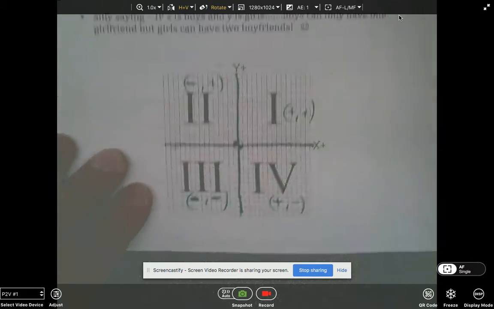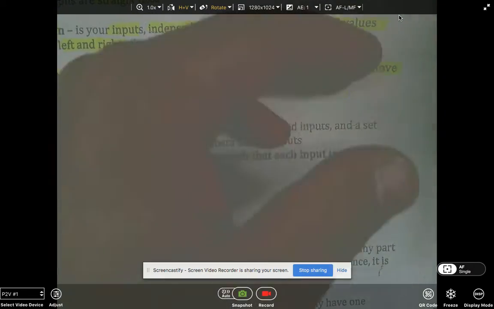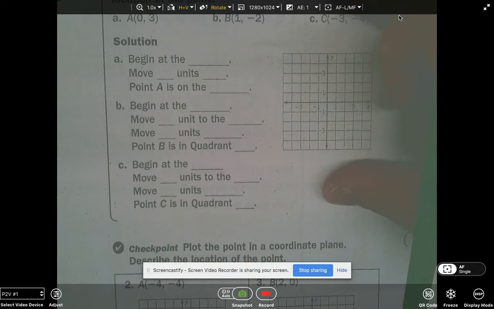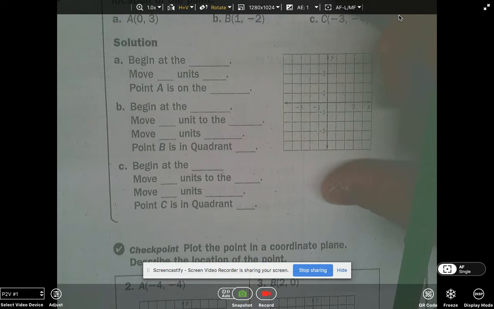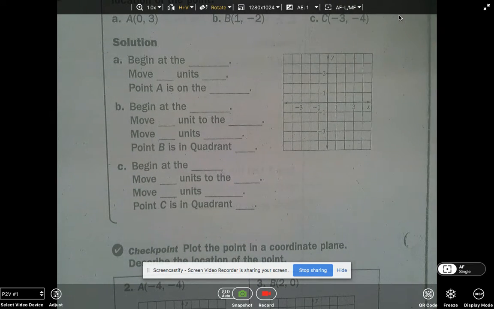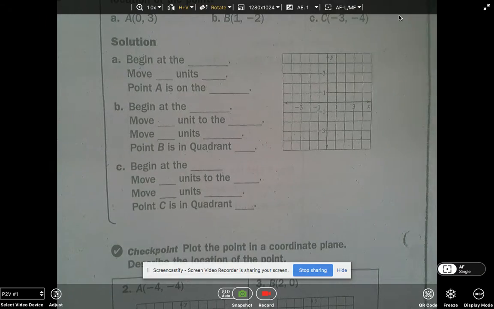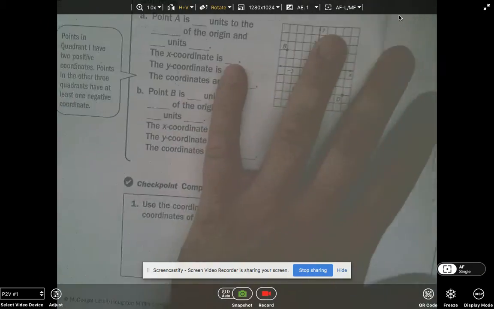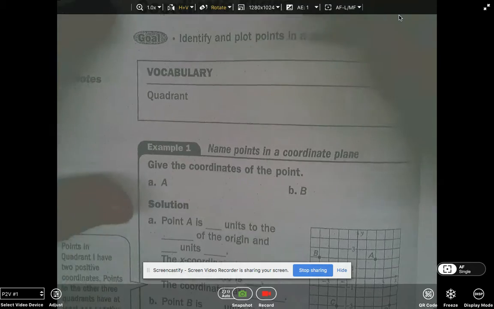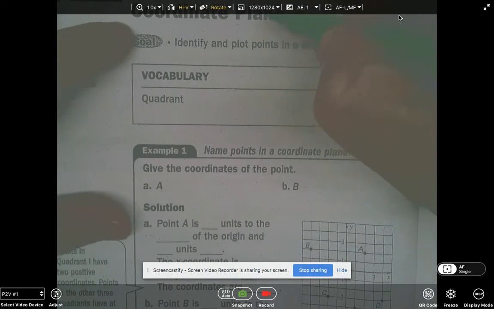All right, if you turn the page, this is basically considered for each section your guided notes. We'll fill in the notes as we go. We'll stop for checkpoints and then check your answers. That's kind of how we do each section here. So again, we're plotting points in the coordinate plane.